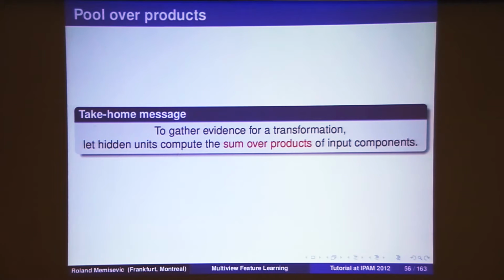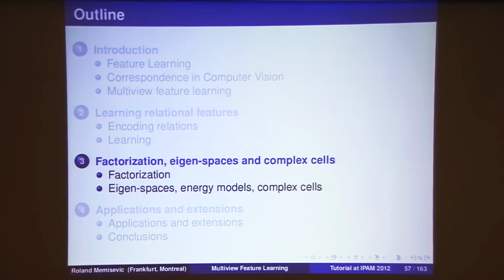Okay, so first of all, the take-home message for this first part of the talk is if you want to be able to encode transformations, not image content, what you'll have to do is compute a sum, when you do inference, compute a sum over products of input components, right? When you compute a sum over products, it turns out you get hidden z, which care about the relation, but not about what's in the image itself. Okay, if there are no questions, then I'm going to move on to the next section in my talk.